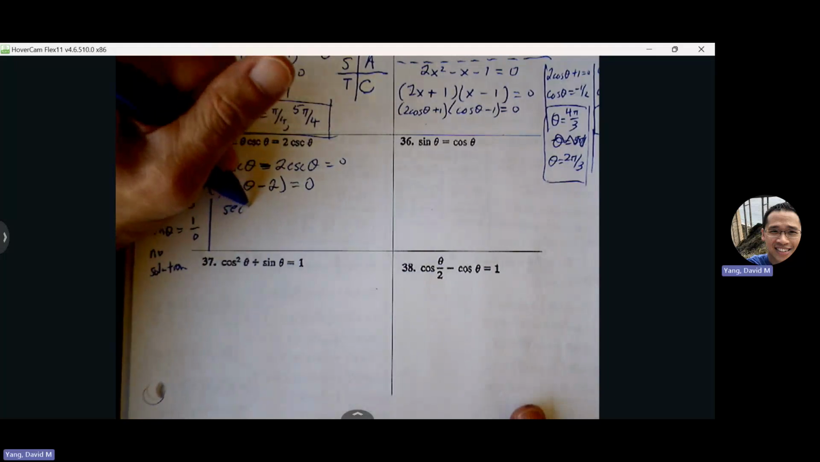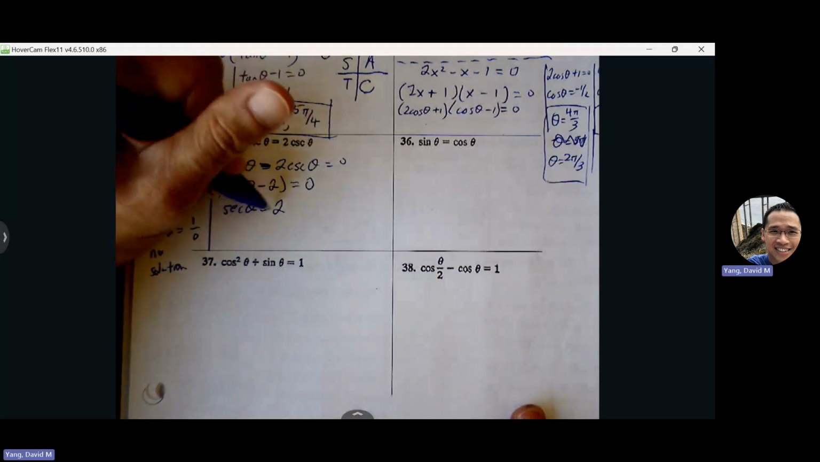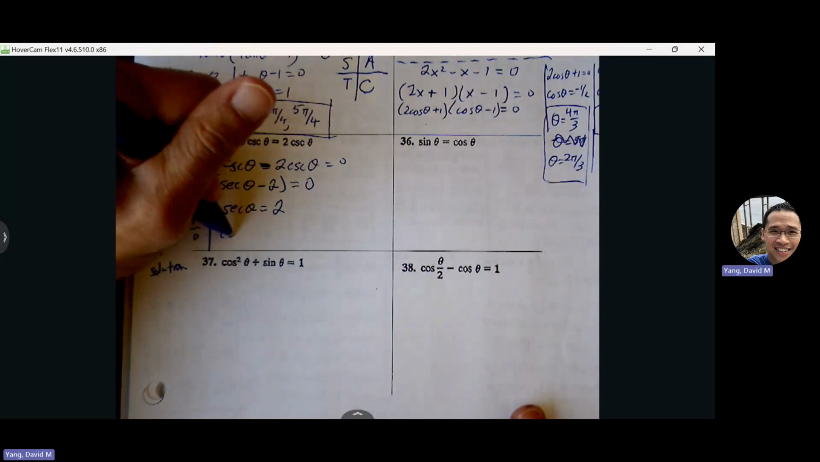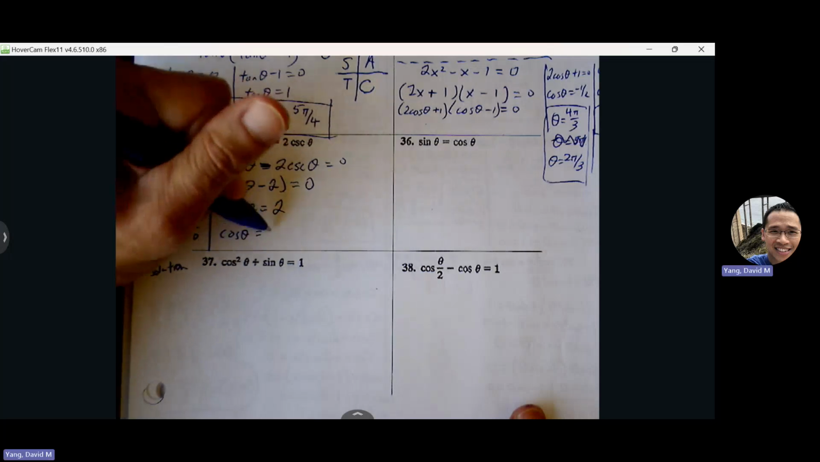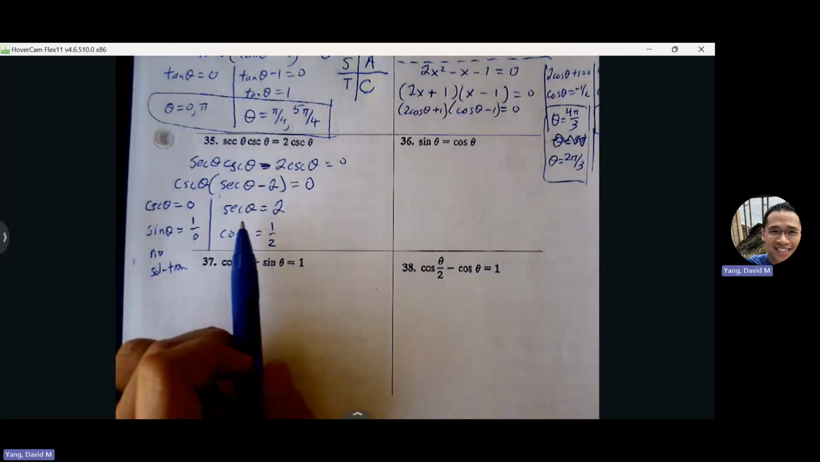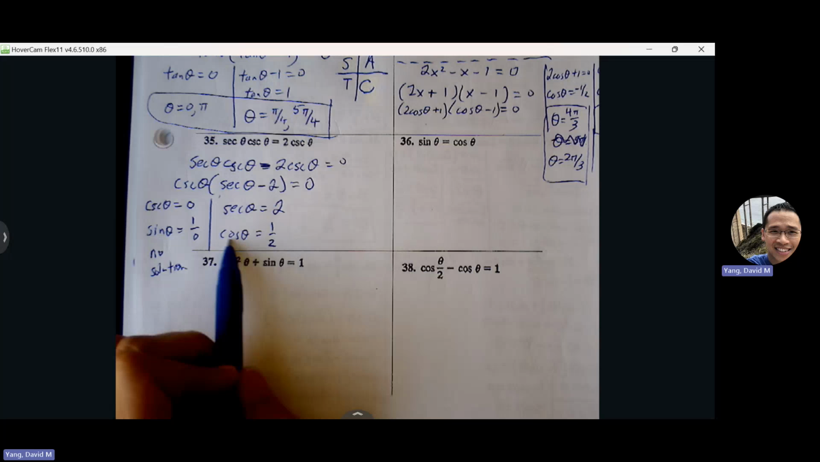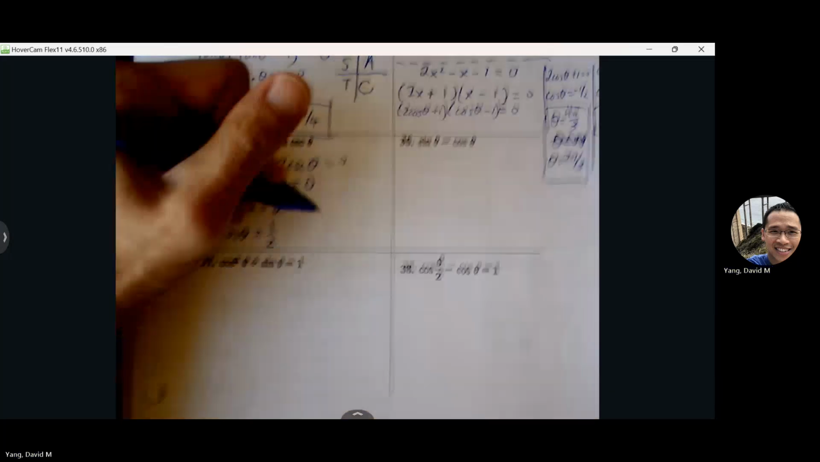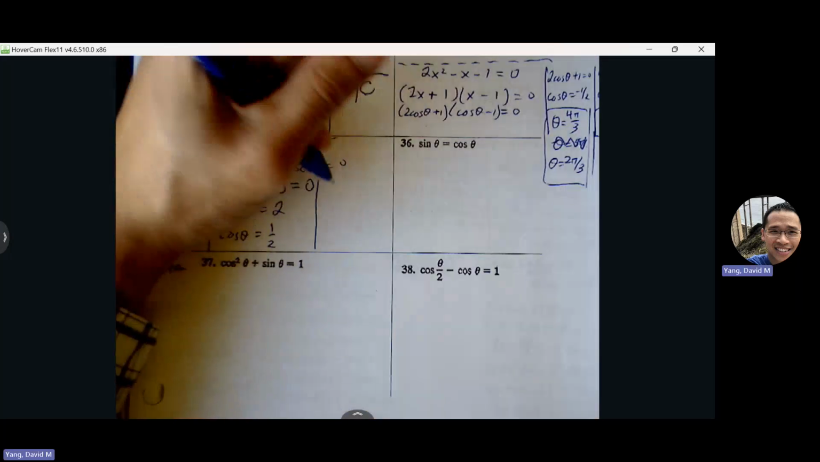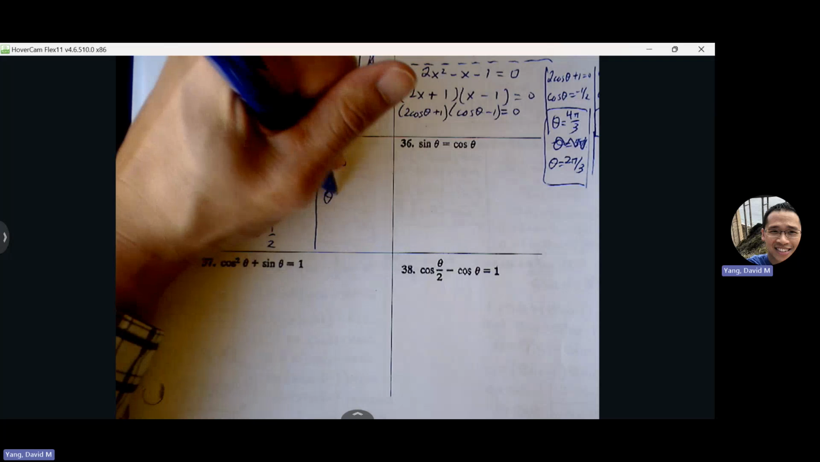Here, secant of theta is equal to 2. If I flip both, flip secant, I get cosine. Flip 2, I get 1/2. I like to think in terms of cosine rather than secant, and this feels easier for me to interpret. So first and fourth quadrants in that pi over 3 family.